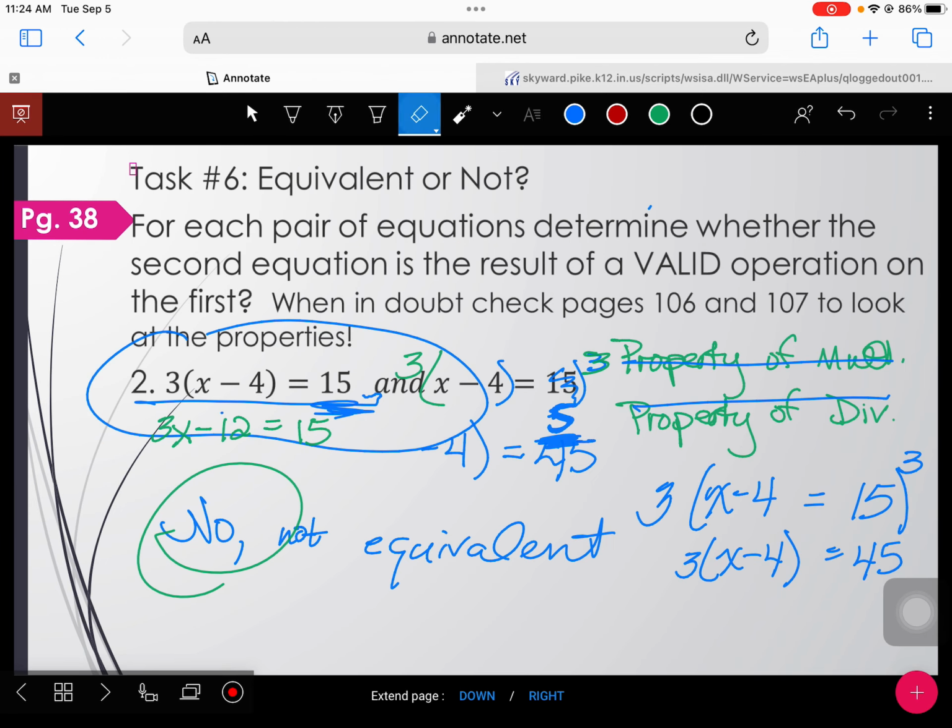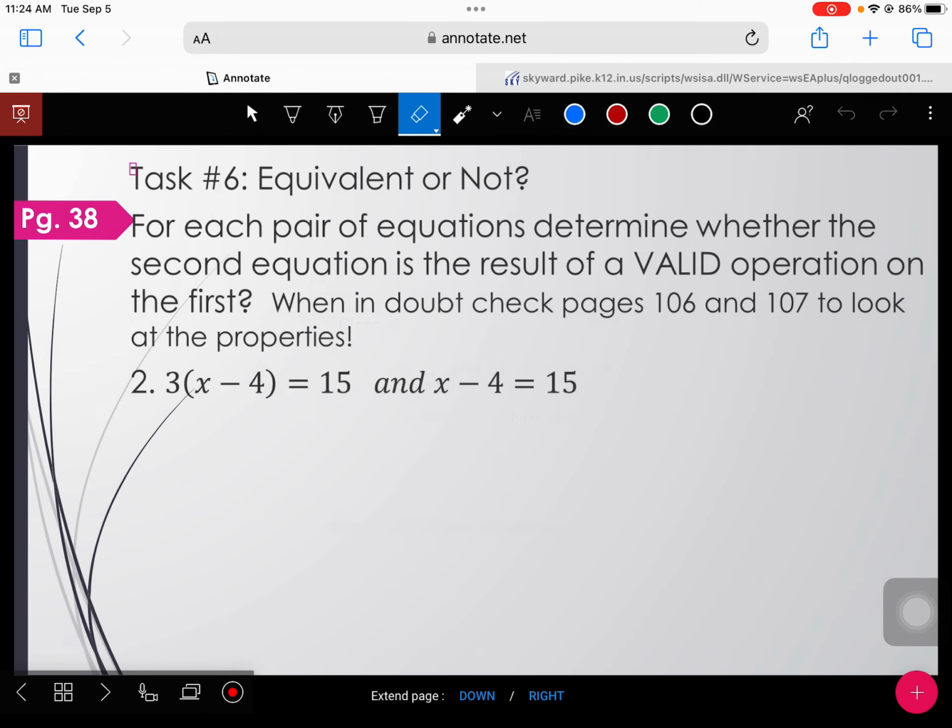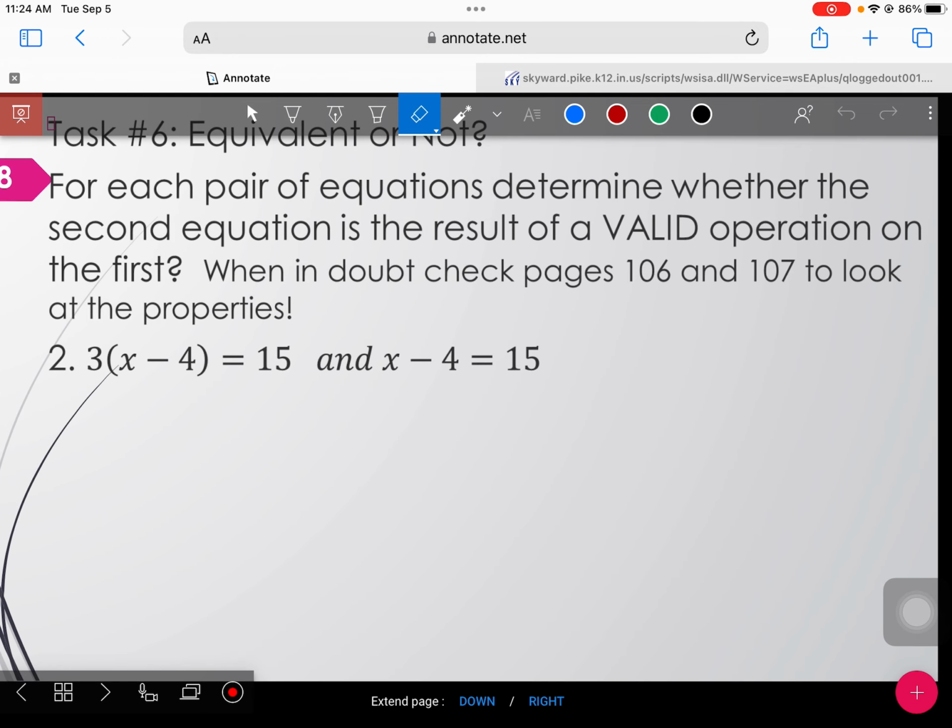Oh, darn it. Don't look. Look away. For each pair of equations, determine whether the second equation is a result of a valid operation. So take a minute or two. Don't say it out loud. Is there something I can do to the first one to get to the second? Don't say it out loud.